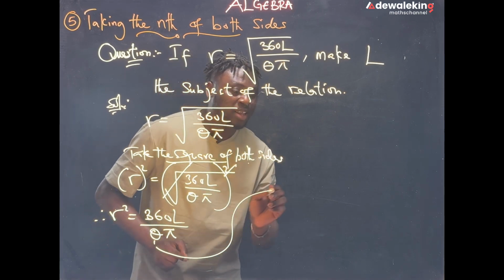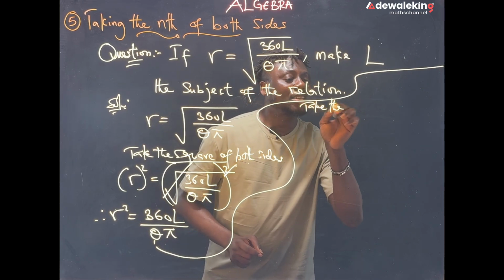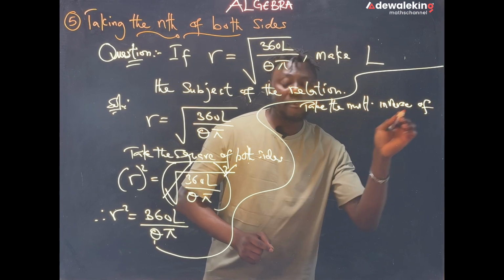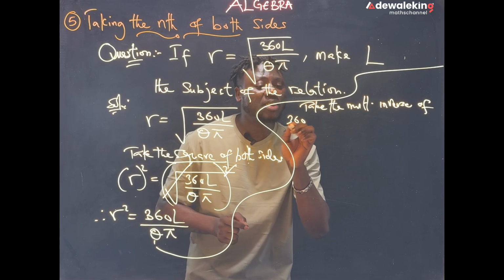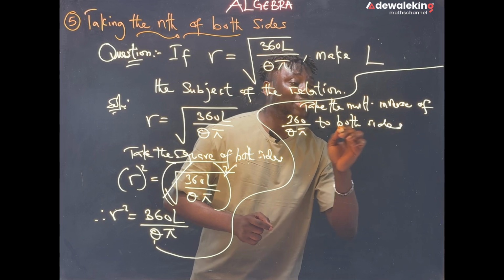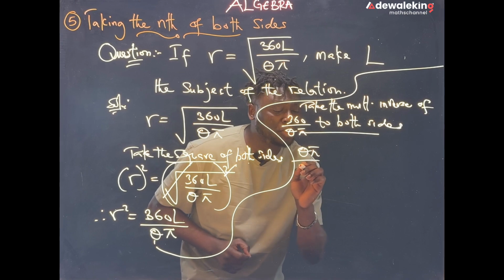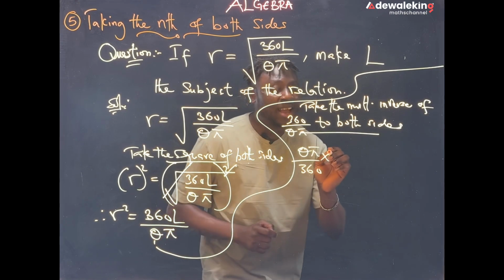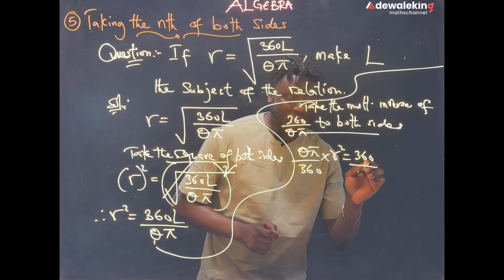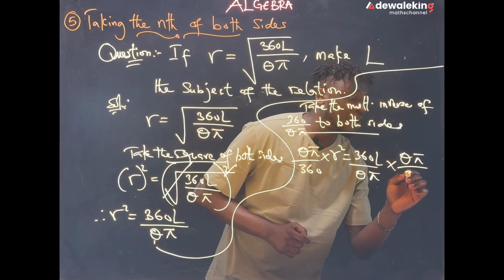So from here, let's try to manage the board. You can say take the multiplicative inverse of 360 over theta pi to both sides. You underline. So that will be theta pi over 360 times r squared, which is equal to 360 over 360 L over theta pi times theta pi over 360.